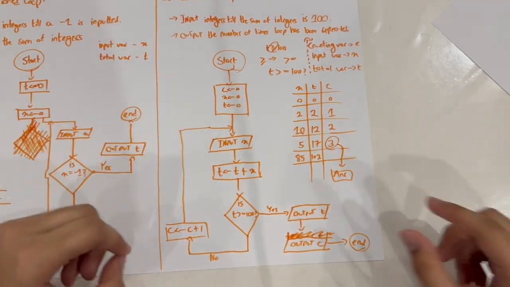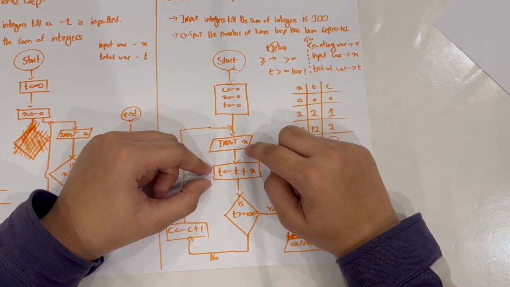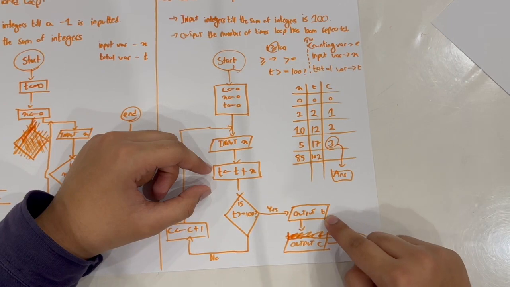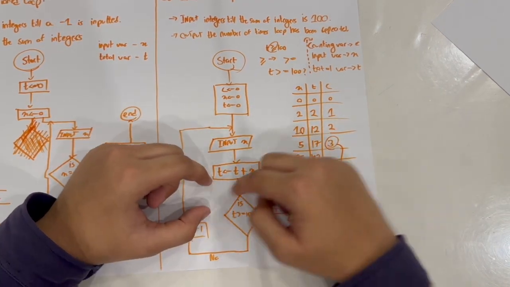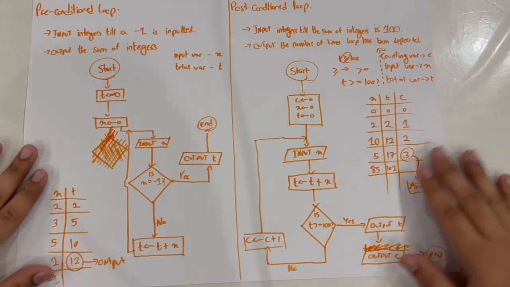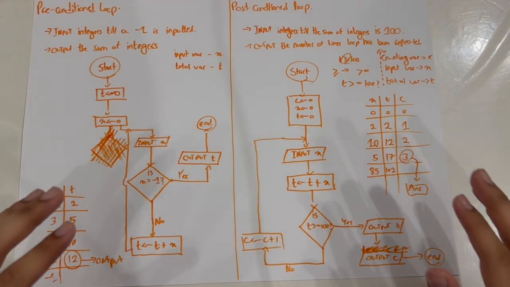And the main condition we're talking about is here, the totaling part, because when x is 102, the value of t will be 102, and then it will go directly here. So this is a post-conditioned loop, and that is a preconditioned loop, and these two are the completed examples for the post-conditioned and preconditioned loop.